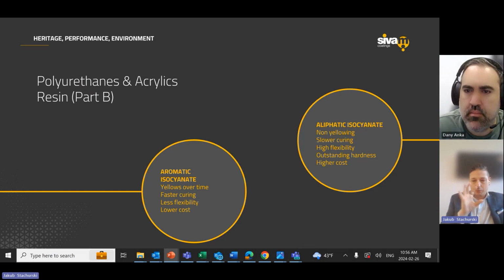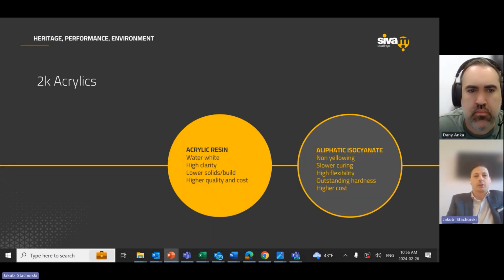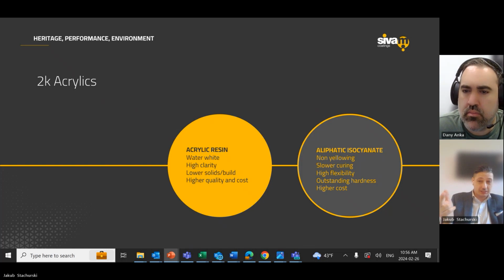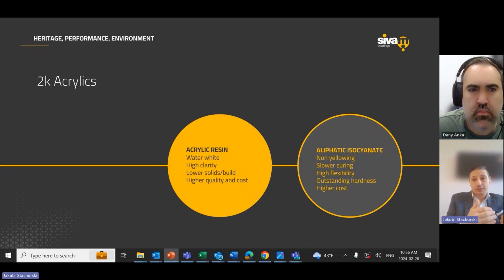So now that we know that we have two different part A's and two different part B's or main groups, when we look at acrylic polyurethanes, it is always an acrylic resin, and it is always an aliphatic isocyanate that will give you a water white, non-yellowing, high clarity, slightly slower curing, high flexibility, but lower in solids, good hardness, and the cost is higher in acrylics.